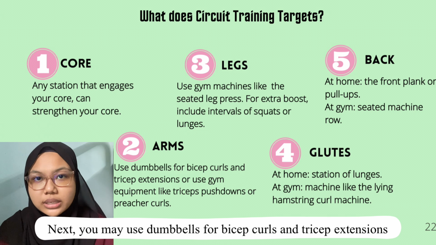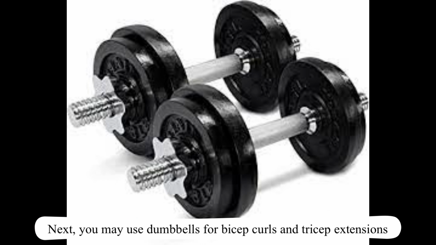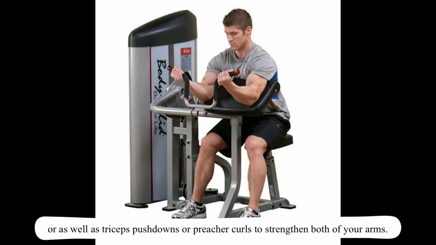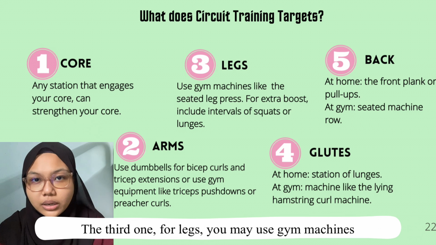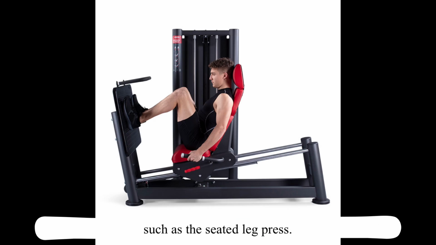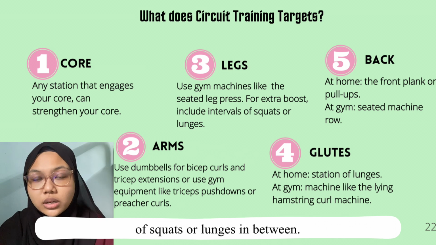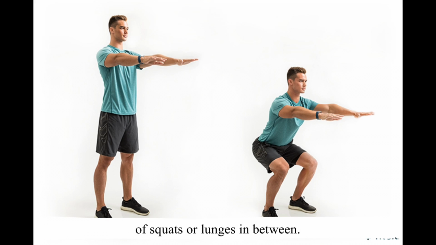Next, you may also use dumbbells for bicep curls and tricep extensions, as well as tricep pushdowns or preacher curls to strengthen both of your arms. The third one, for legs, you may use gym machines such as the seated leg press. However, if you want an extra boost, you may also include intervals of squats or lunges in between.